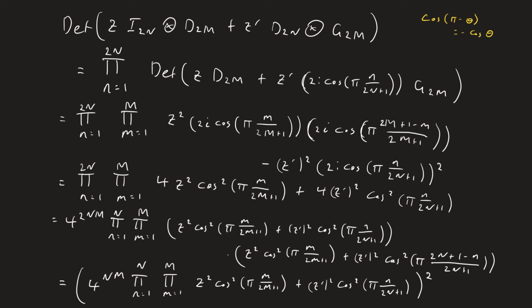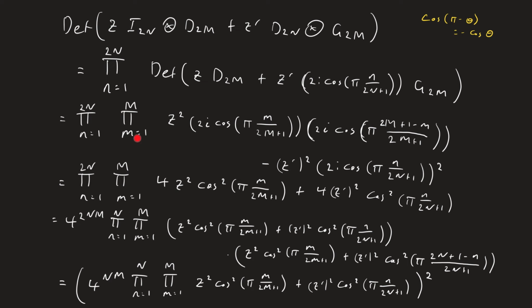The nth diagonal element of D_{2N} is 2i cos(πn/(2N+1)). So this term corresponds to a particular diagonal element of this matrix here, and our G_{2M} is an antidiagonal matrix with -1s along the antidiagonal. On the previous page, we deduced a formula for the determinant of such a matrix. We consider the elements of this diagonal matrix in pairs. We pair up the first element with the last element, the second element with the second last element, and so forth.